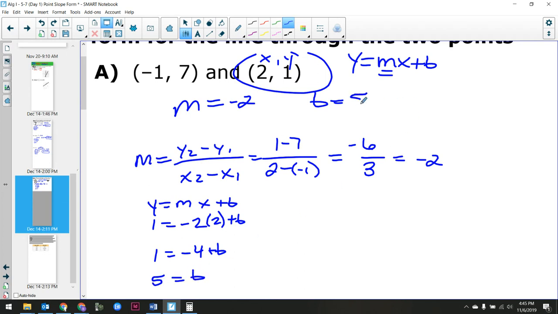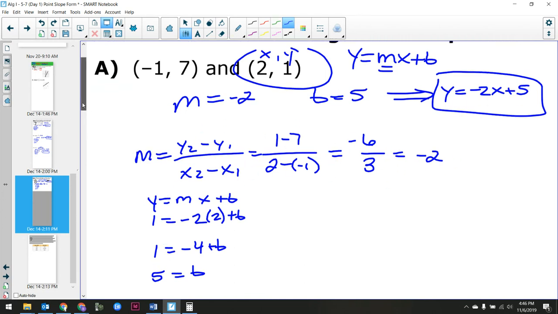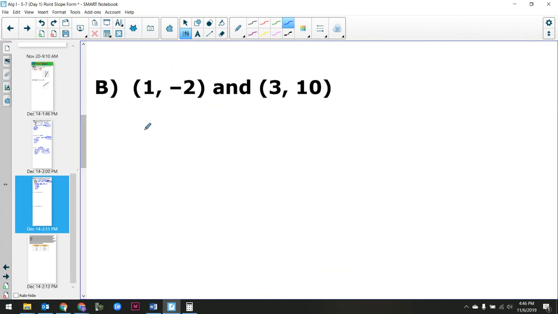So now this implies that my final answer is y is equal to negative 2x plus 5, and that is my final answer. Okay. It's a little bit more difficult when we just have 2 points, because we have to add in this layer of figuring out the slope. So let's do a couple more examples. Give it a couple more under your belts.